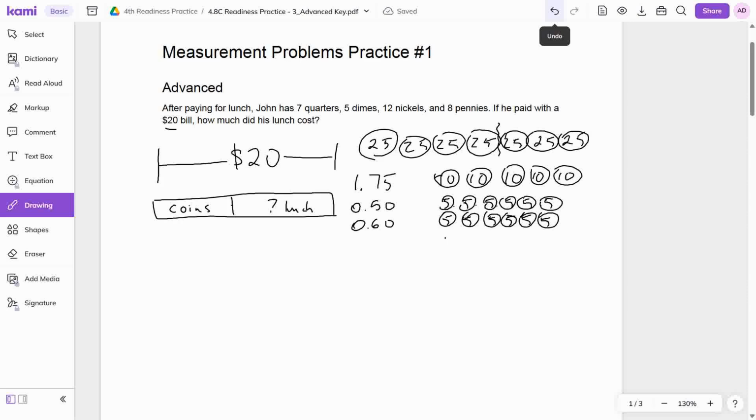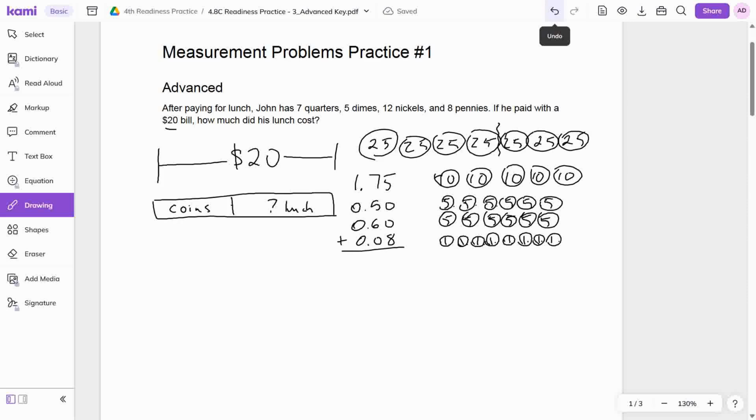And then since I'm doing all of this, I might as well just do the pennies, but we know that 8 pennies is going to be 8 cents. The only trick, so to speak, 1, 2, 3, 4, 5, 6, 7, 8, is that we don't want to put the 8 right here because that's 80 cents. We want to make sure we put the 8 in the hundredths place.